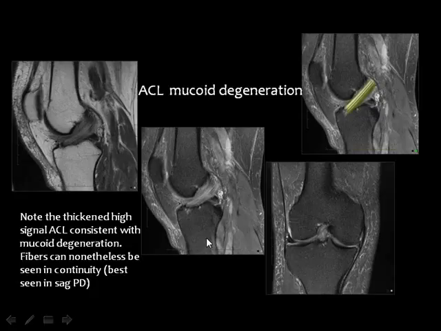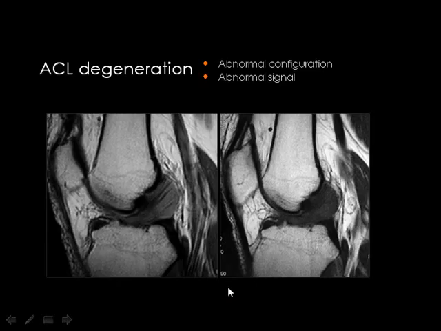But if you look carefully, you can see some fibers of the ligament going through this area. And this is what we call mucoid degeneration of the ligament. Mucoid degeneration. There is no tear, but just degeneration. And this is the rare entity of the ACL. The common is the tear, partial or complete. But the swelling of the ligament itself and abnormal signal, meaning that it is mucoid degeneration.